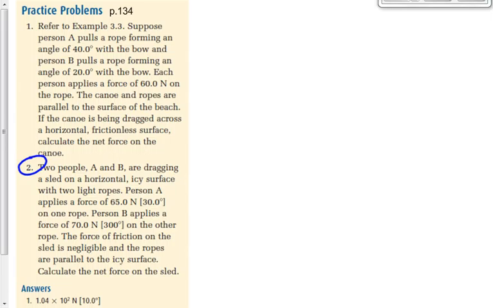It says two people, A and B, are dragging a sled on a horizontal icy surface with two light ropes. Person A pulls with a force of 65 newtons at 30 degrees. Here's my sled. Here's my 30 degrees.